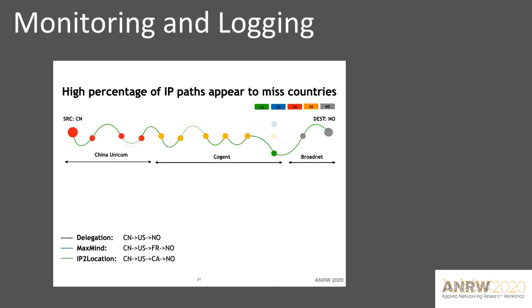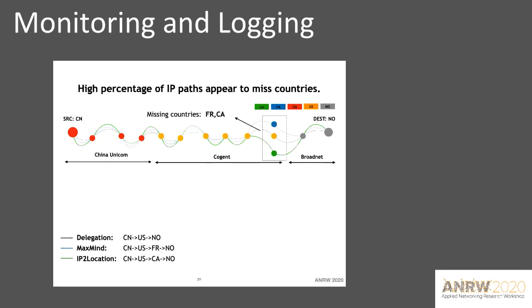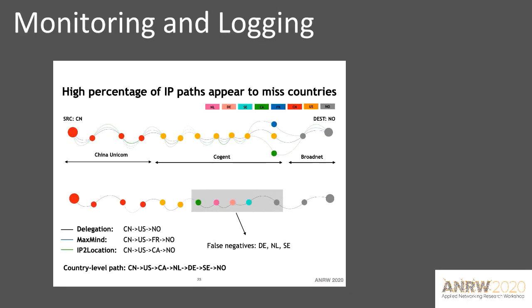Our final analysis investigates whether wrong mappings result in leaving out one or more countries on the path. We first check how many paths have missing countries. We find that a high percentage of the paths appear to miss at least one country when we compare path geomappings generated using the three geolocation datasets.